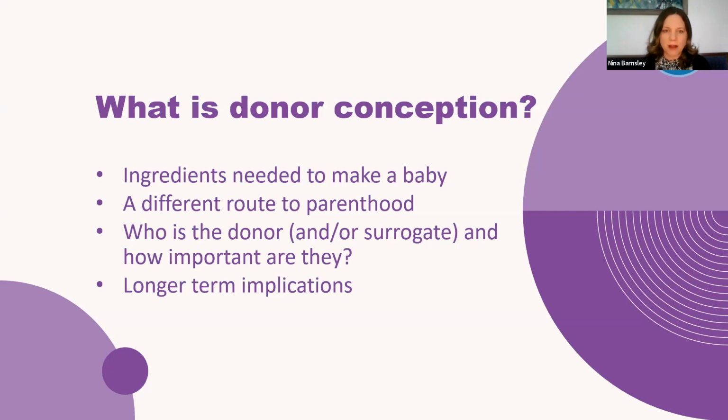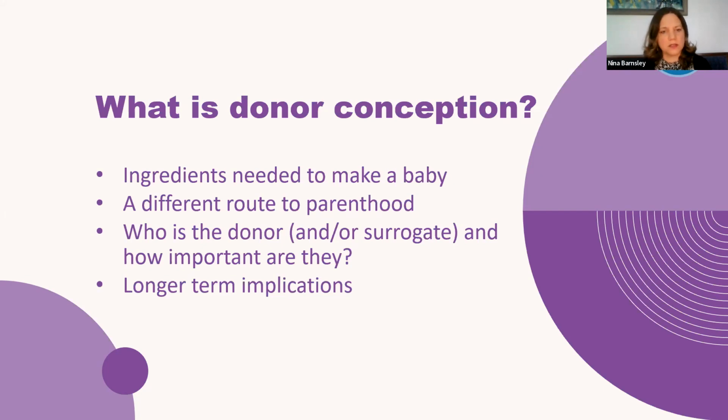With this route to parenthood, there is this other person or possibly other people involved, and so the boundary around the family is just slightly different. The questions are around who is this person, who is this donor or the surrogate, how important are they, how do you introduce them into the family story in a way that makes sense and is truthful, but also doesn't undermine the family that's going to be raising the child? And what are the longer term implications?